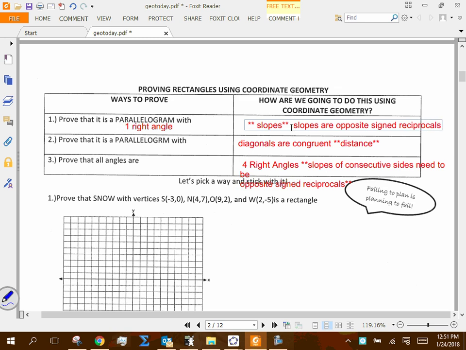Okay, I hope the silence is just reluctancy to talk and not ignorance. I hope we all know that slopes are opposite sign reciprocals when two lines are perpendicular. Okay, so the first thing you have to do there is show it's a parallelogram, though, right? So you have to do what we just did on the last example first, and then go through and talk about slopes. Okay, the second option there is to prove that diagonals are congruent.